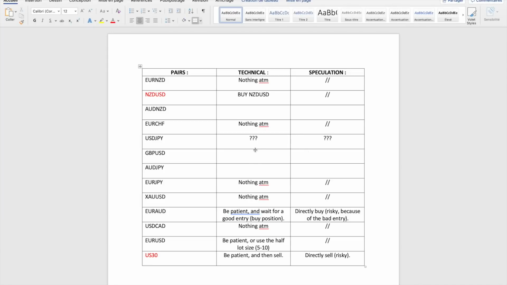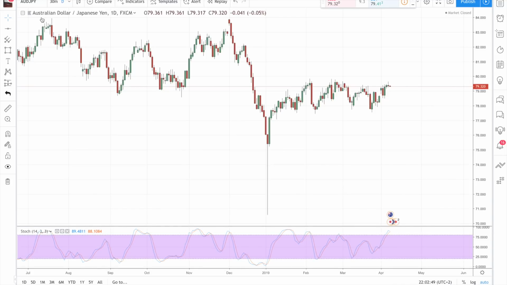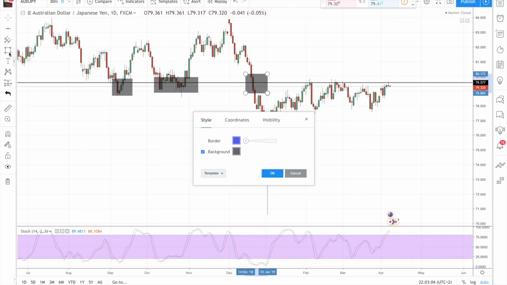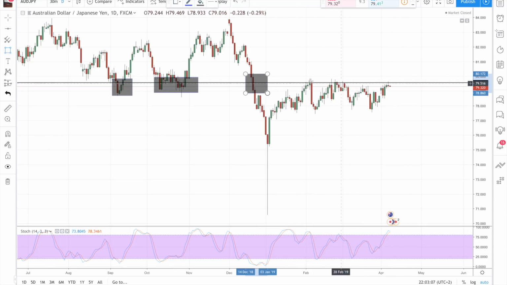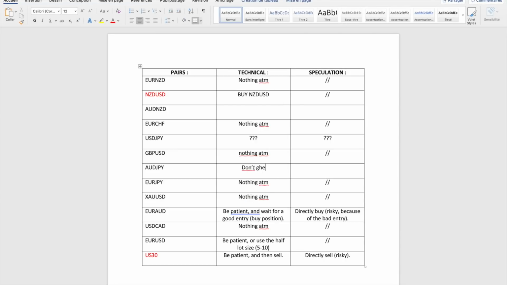So also, oh, there is another pair. Nothing at the moment. Now for AUD JPY, I think there is also nothing interesting with the pair. I don't like that pair, honestly. There is no real resistance, because for me a resistance has to be clear. Here you can see broken so easily, broken here several times, here broken again, it's so confusing. So don't get trapped, because there is nothing.